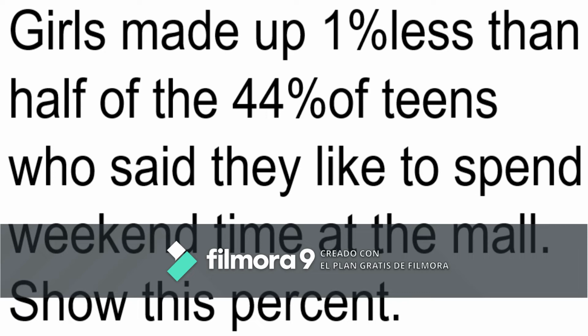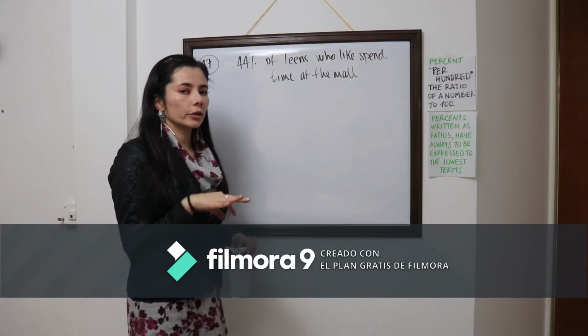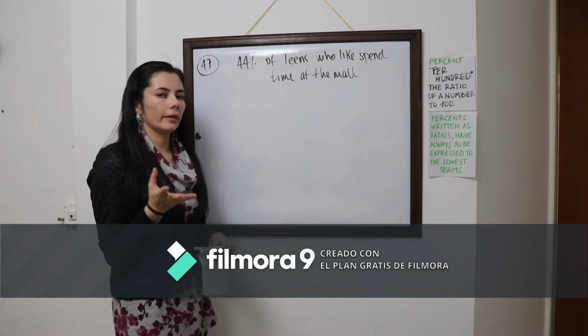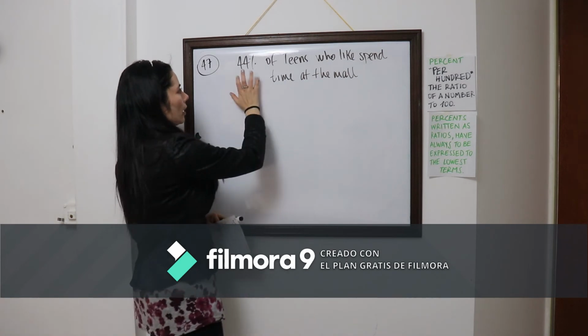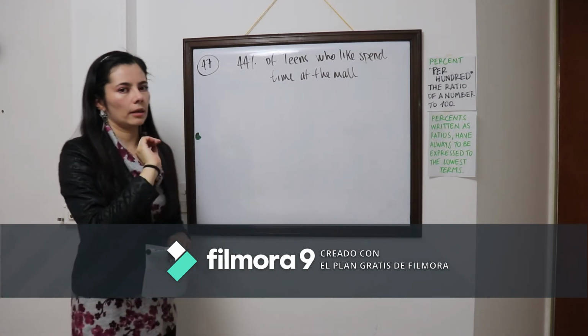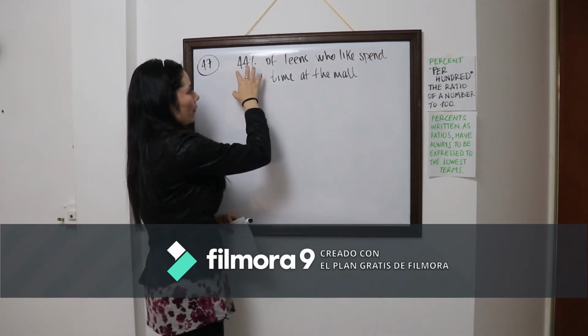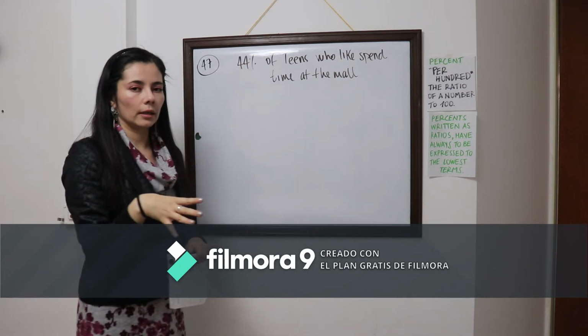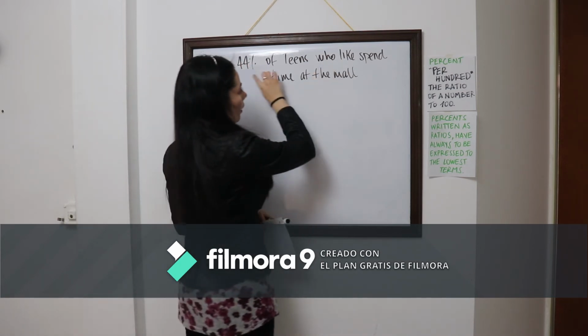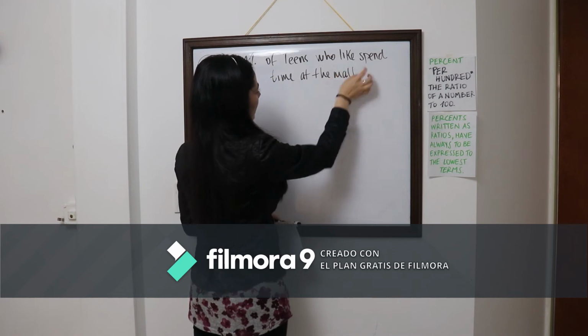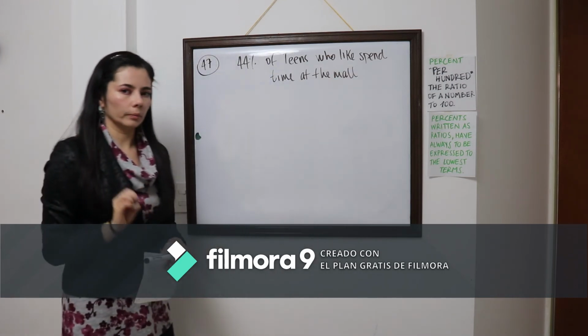Let's go and read problem number 47. It says girls made up 1% less than half of the 44% of teens who said they like to spend weekend time at the mall. Use a 10 times 10 grid to show this percent. Now if you want to do the grid, it's fine, but I don't really think we need it. Let's just think about the percent they're telling us to begin with. We have 44% of the teens. Those 44%, they like to spend time at the mall, right?